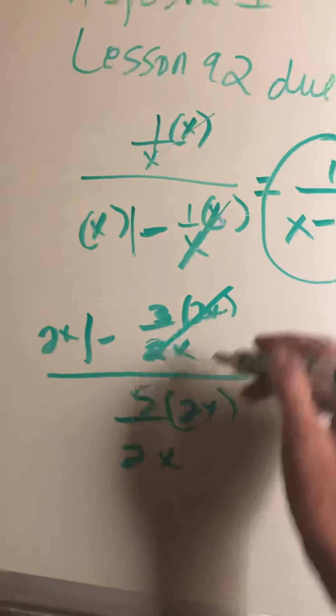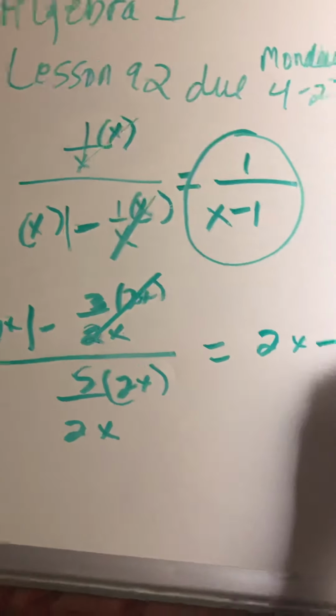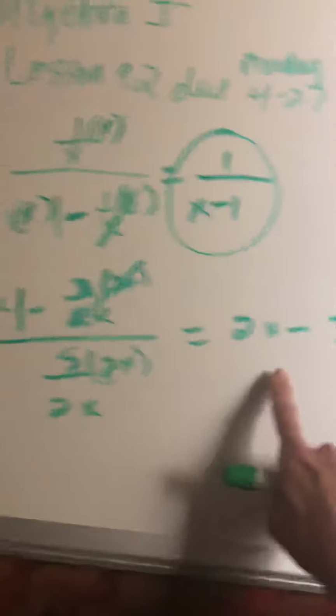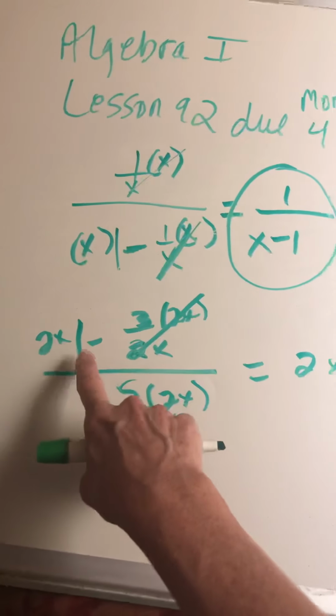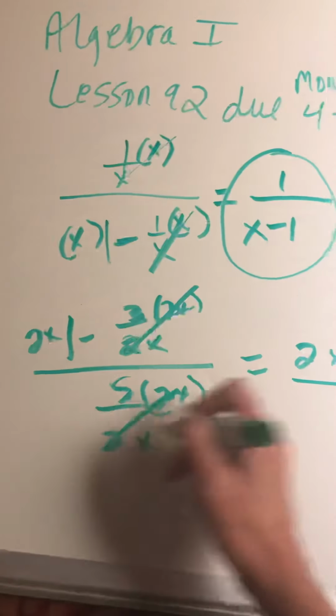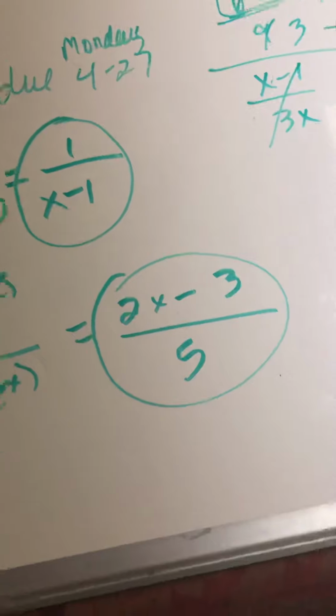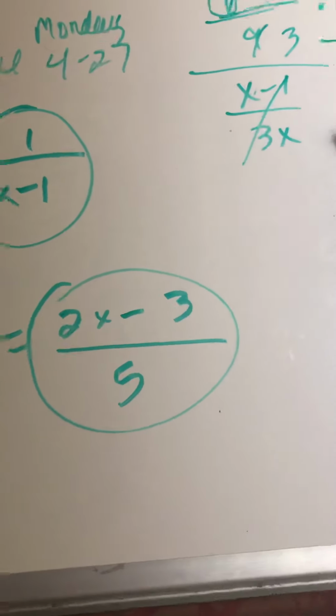So then here they cancel. 2x times 1 is 2x. Minus 3, because those 2x's cancel. So on the top I've got 2x, because 2x times 1 is 2x. These cancel and leave a 3. Over these 2x's cancel and leave 5. So that's that answer. Okay?